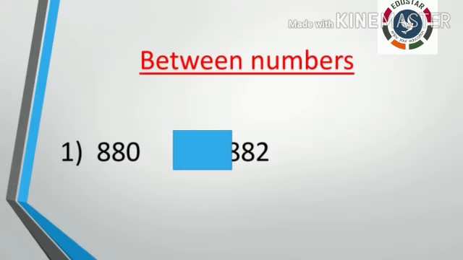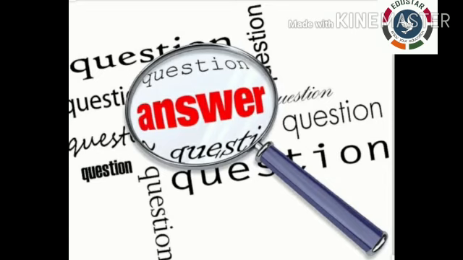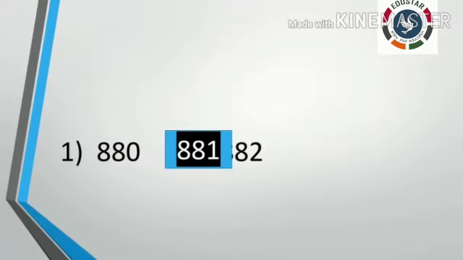Now we will see between numbers. Shall I move on to the question now? Okay, first question for you. 880 and 882. What is the between number of 880 and 882? Just think and give your answer. What is the answer, student? Give your answer fast. Your answer is 881. Well done, my dear. Shall I move on to the next question?